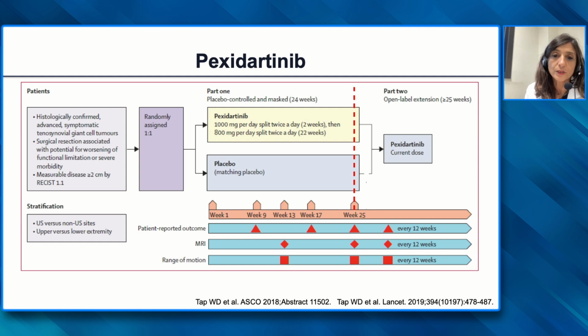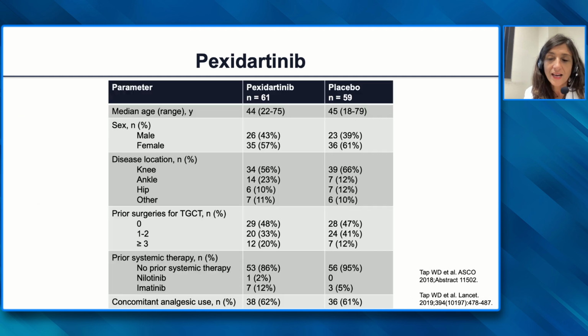So the study that led to the registration of pexidartinib was a randomized study versus placebo, and all the red points are the assessments. So it is the first study that underscored the importance, in this kind of benign, locally aggressive disease, of the patient-reported outcomes collected during treatment, and of course MRI, but also range of motion, so the limitation caused by the disease. This study included all patients with advanced symptomatic tenosynovial giant cell tumor, and when surgery was associated with potential worsening of the function. So very advanced cases.